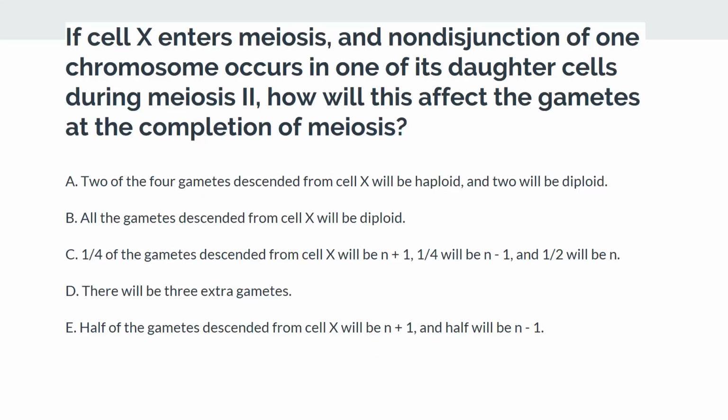Either one. All right, if cell X enters meiosis and nondisjunction of one chromosome occurs in one of its daughter cells during meiosis 2, how will this affect the gametes at the completion of meiosis? A: 2 of the 4 gametes descended from cell X will be haploid and 2 will be diploid. B: All the gametes will be diploid. C: 1/4 will be N+1 and 1/4 will be N-1, 1/2 will be N. D: There will be 3 extra gametes. E: Half of the gametes descended from cell X will be N+1, half will be N-1.